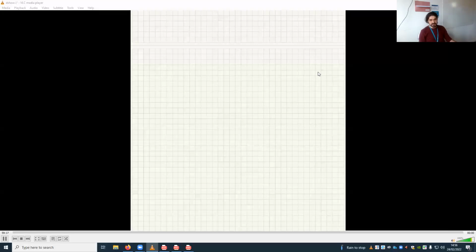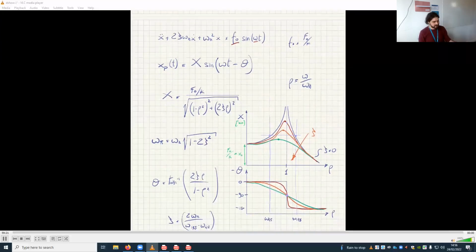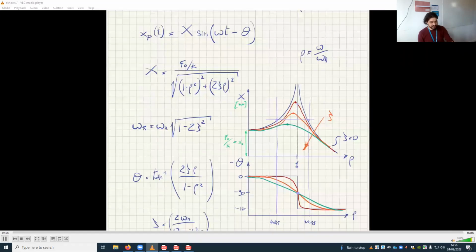Yes, Eva, I see what you were referring to. You were referring to this part getting larger with damping, getting higher. That is transmissibility. You are right. That's a different thing. That is the ratio of two amplitudes. It looks similar, but it's not exactly the same.